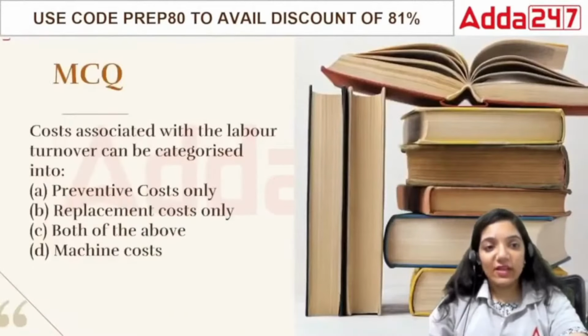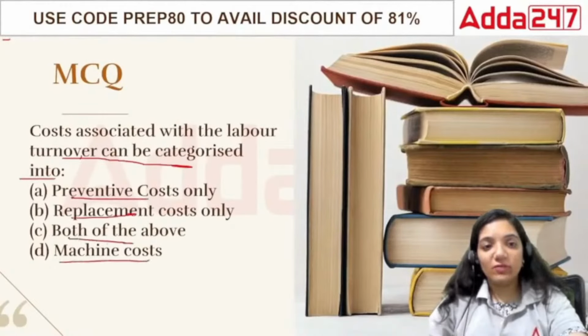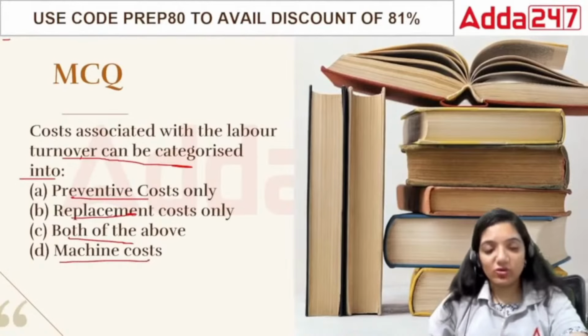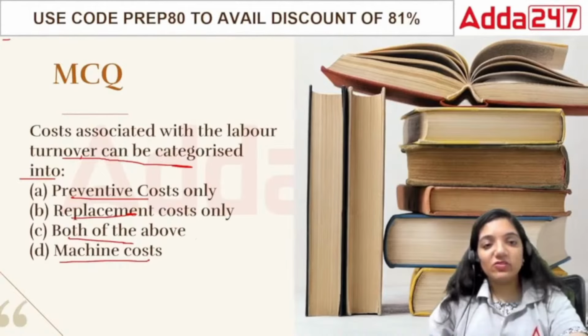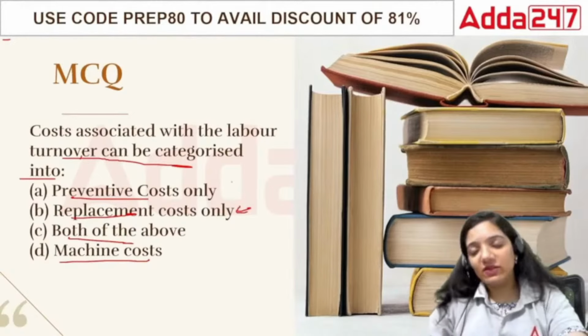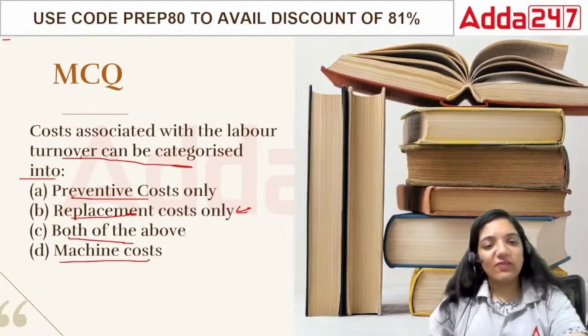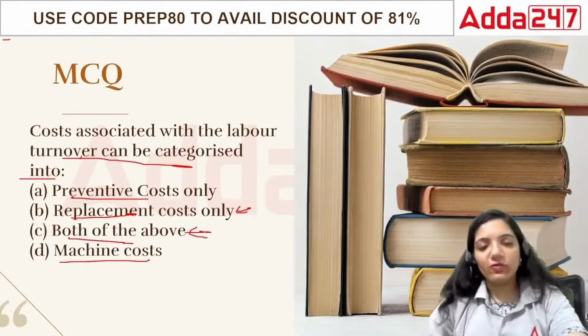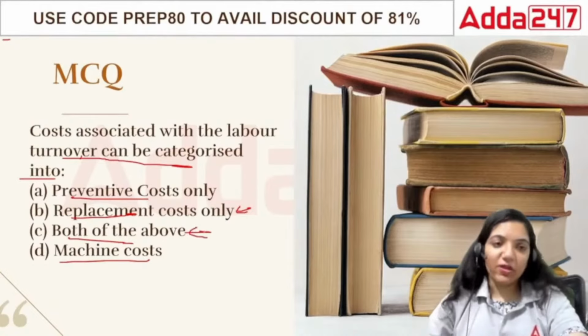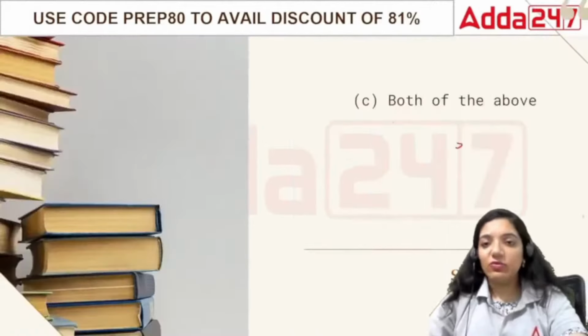Costs associated with labor turnover can be categorized into preventive cost, replacement cost, both, or machine cost. In terms of labor turnover, we can have both. Preventive, so that we make sure people stay in the organization and don't have any problem with us. Second is replacement cost: if a particular person doesn't work properly, we'll give them training and then we'll replace them. Then we'll take it as replacement cost. So in this case I would say both of these. In terms of labor turnover, both kinds of costs are there. We'll try to prevent them from going, and if they are moving away, then we'll replace them accordingly. Then it is both of the above.